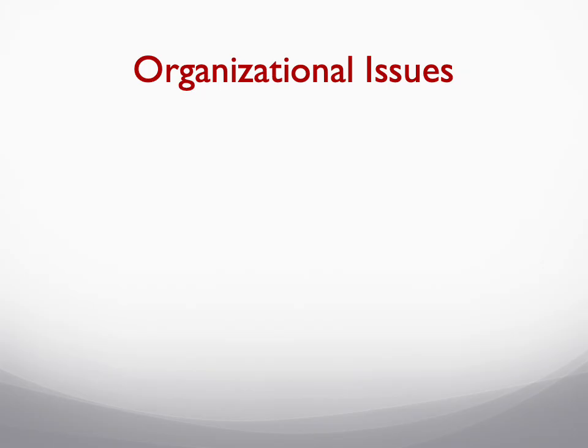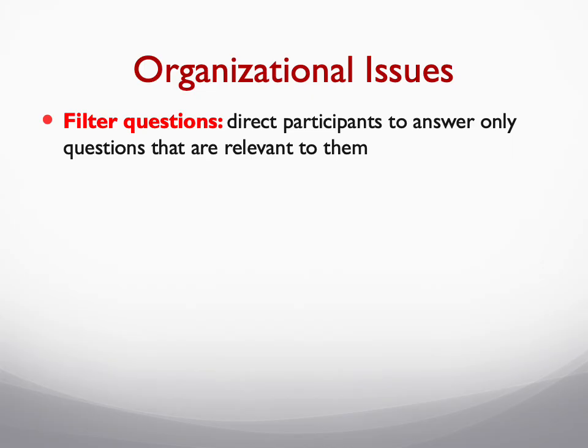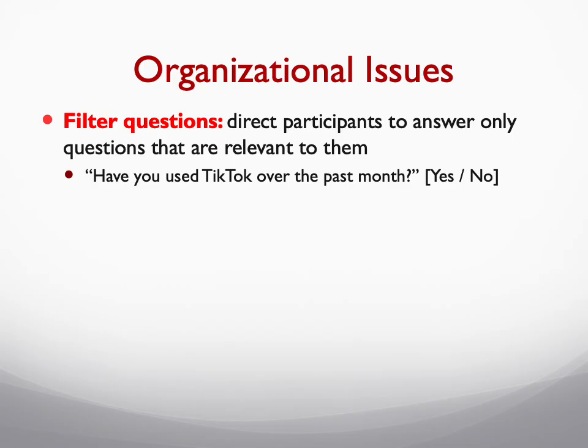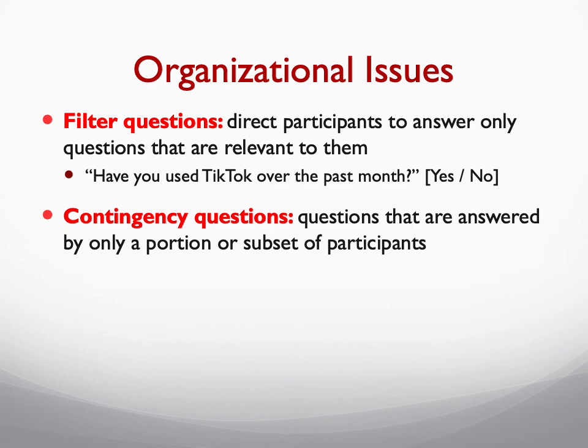And so I might want to use what we call filter questions that direct participants to answer only questions that are relevant to them. So I might first say, hey, have you ever used TikTok in the past month, or YouTube, or Reddit, or Instagram, or whatever social media I'm interested in, and have people say yes or no, and then funnel those TikTok users into a specific set of questions, funnel those Instagram users into a specific set of questions. And those follow-up questions are what we call contingency questions. These are questions that are only answered by a subset or smaller portion of our participants.